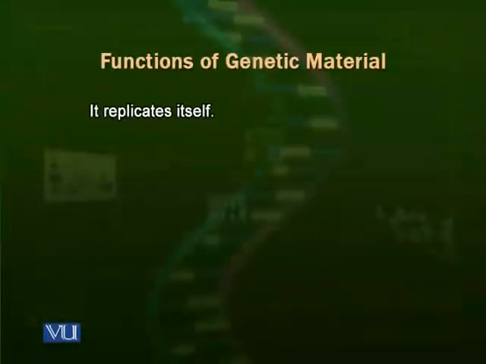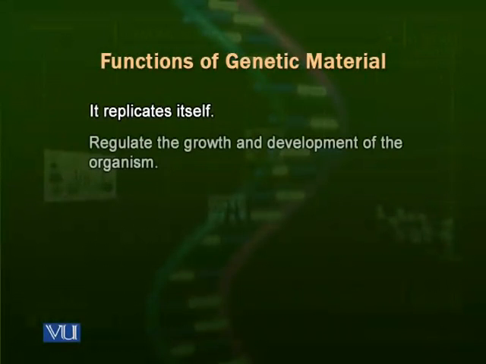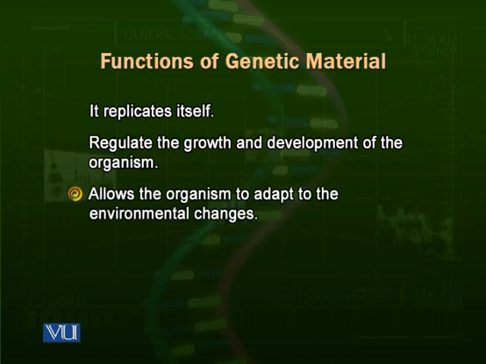So there are three properties which make a molecule a hereditary molecule. Number one, it replicates itself. Number two, it regulates the growth and development of the organism. And number three, it allows the organism to adapt to environmental changes.